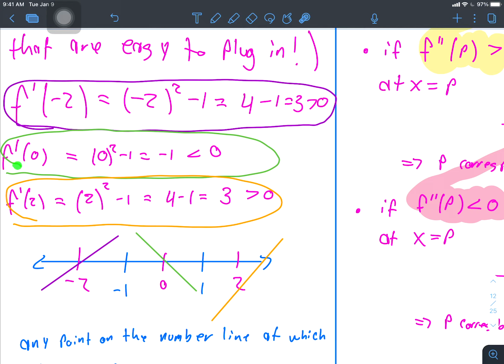And then likewise for f prime of 0 being less than 0, I draw a line going down to signify that in this region, the original function is decreasing. And then finally, the original function is increasing in this last region.